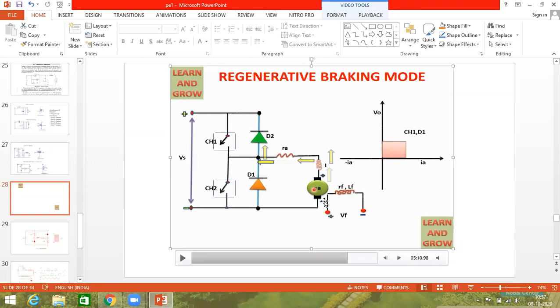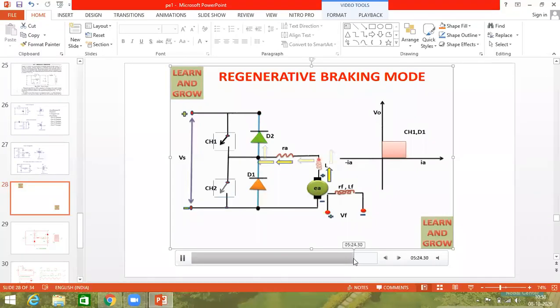So first, current travels from generator G plus to inductor, inductor to CH2, CH2 to G minus. Here G means we are assuming it is acting as the generator. The remaining amount of current flows from G plus to inductor, inductor to D2, D2 to the source Vs, and from Vs to G minus. So this is the proof that this class C chopper acts as the generator also. Therefore, it acts as a motor and it acts as a generator.